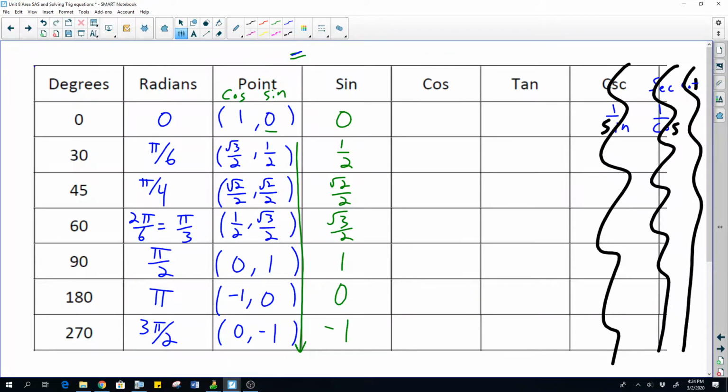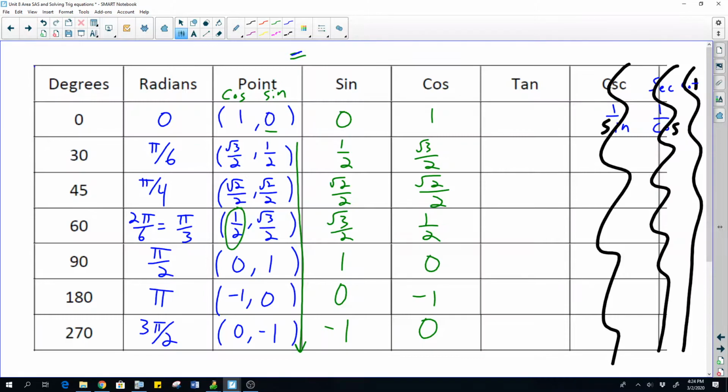How easy is that? And then cosine's the other side. 1, radical 3 over 2, radical 2 over 2. Cosine of 45 degrees is radical 2 over 2. And then cosine of 60 degrees is a half because of this guy right here, remember? And then 0, negative 1, 0. Cool, so that was pretty easy.